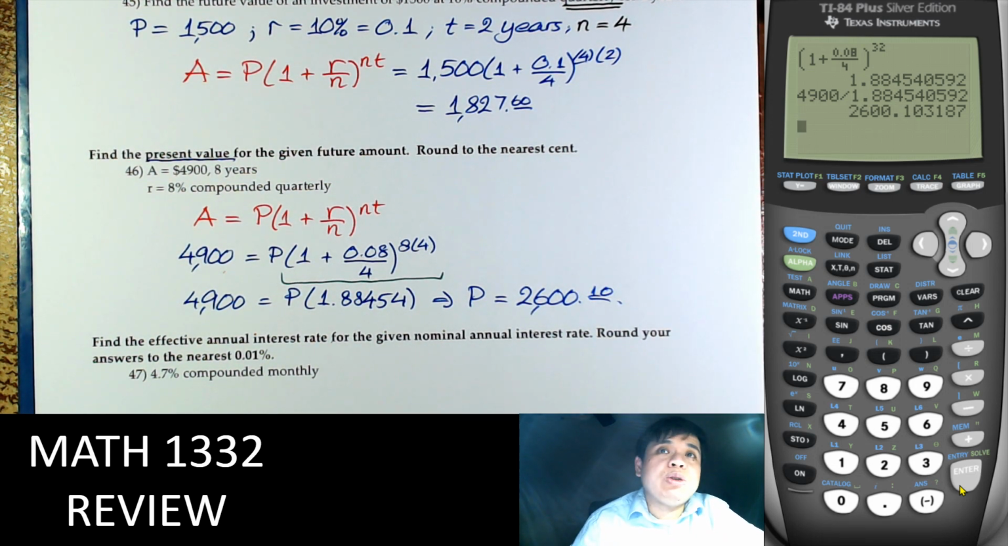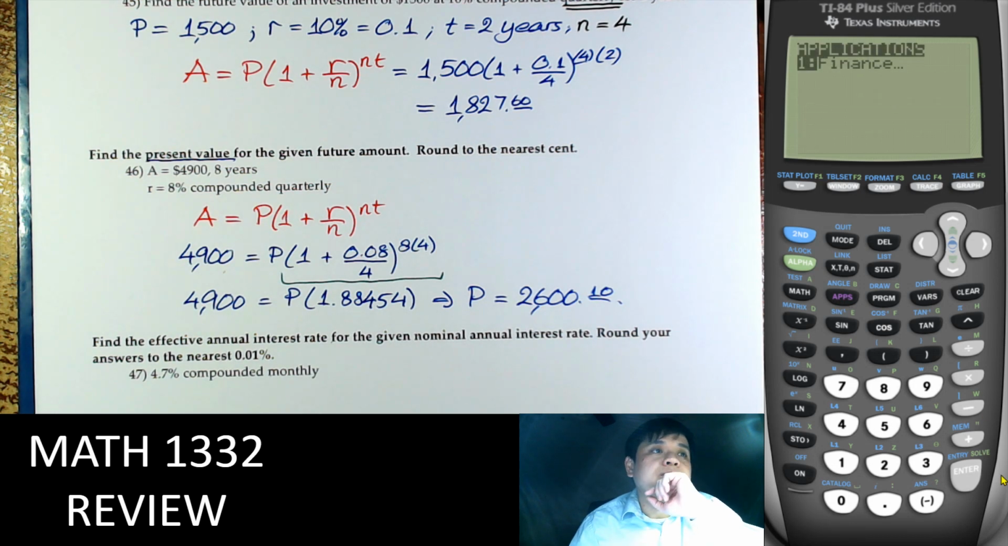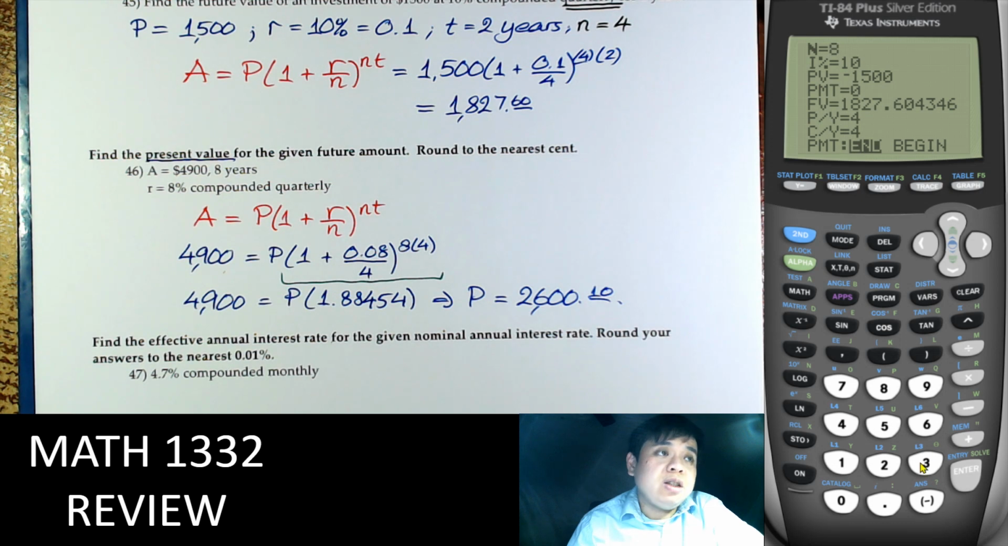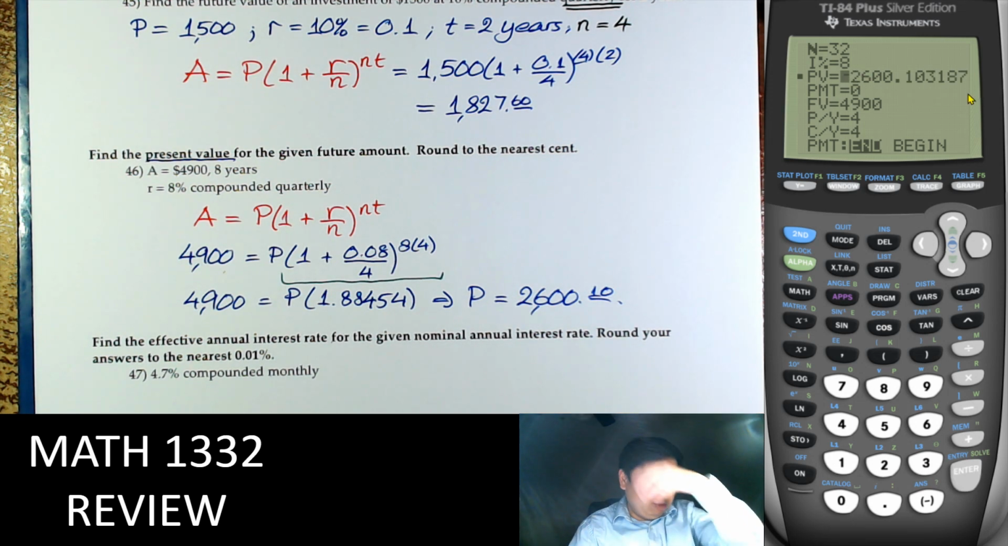What if we use the app? So this is 8 years, 4 times a year. The interest rate 8%. We know we got 4900 in the future. This is still 4 times a year. So we just highlight the present value, hit alpha, and enter. That's what we have to put into that account.